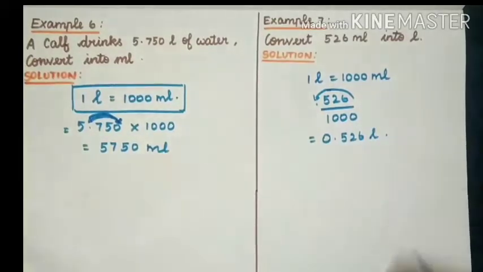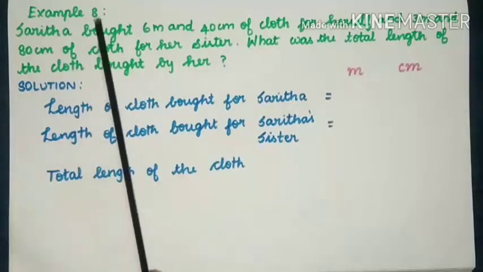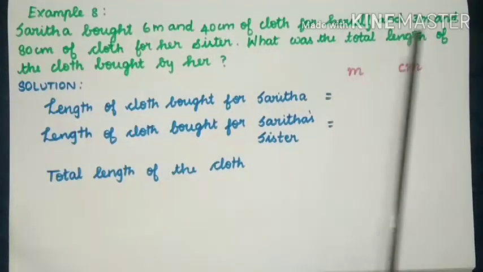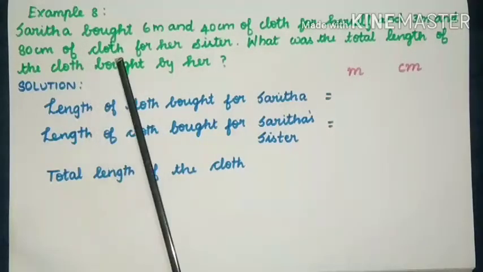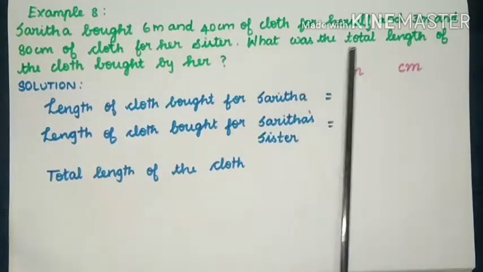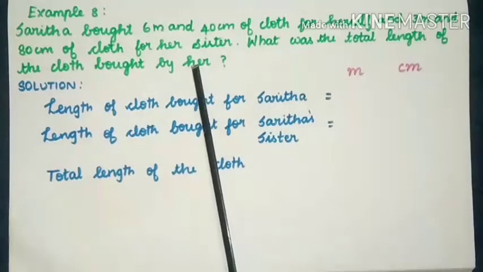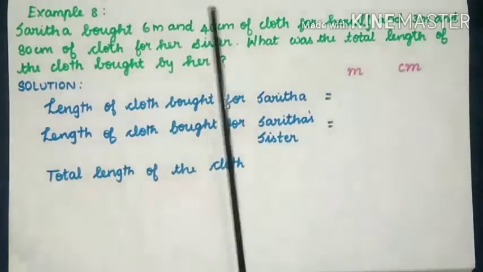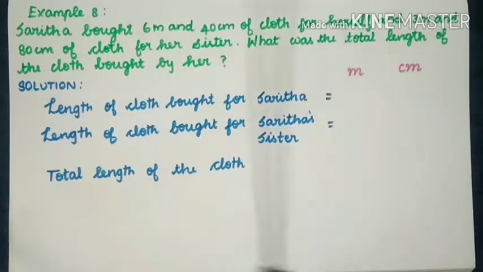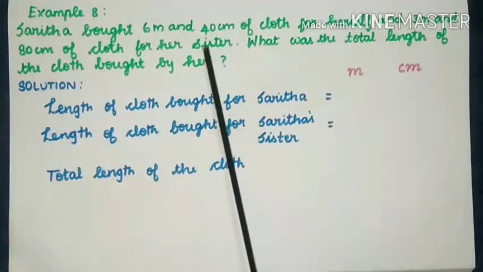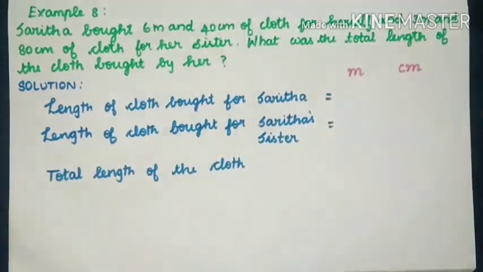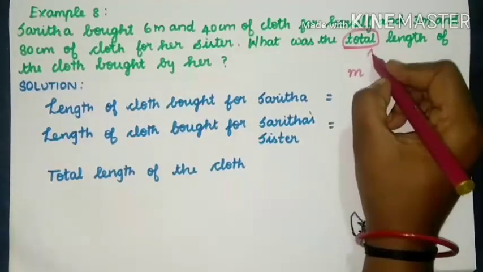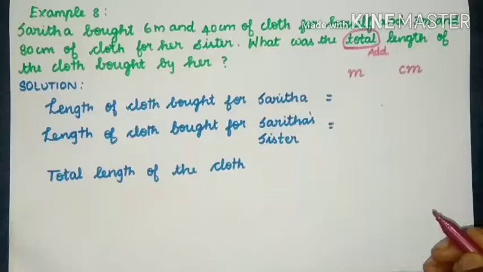0.526 liter. Example 8. Sarita bought 6 meter and 40 centimeter of cloth for herself and 3 meter and 80 centimeter of cloth for her sister. What was the total length of the cloth bought by her? We have to find the total length of the cloth. Here the word total represents what? Yes, we have to add the given measurements.